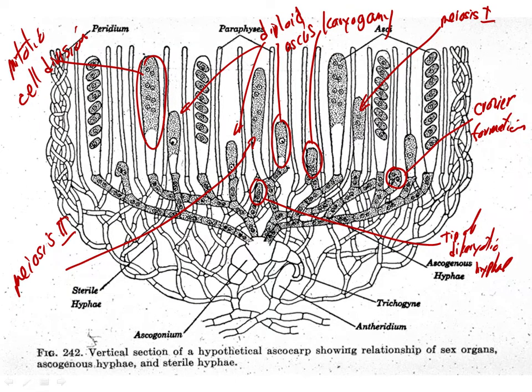And that finally leaves us with our ascospores, which are the haploid spores, haploid non-motile spores. So make sure you can go through this and find all those stages.